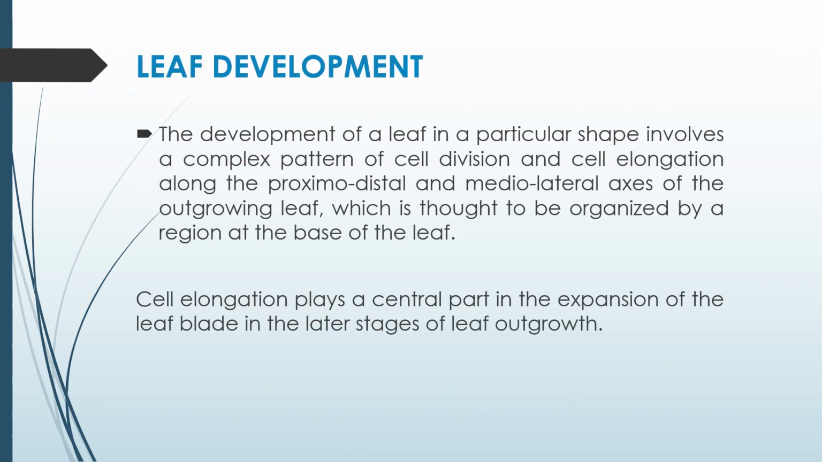For leaf development, the development of the leaf in a particular shape involves a complex pattern of cell division and cell elongation along the proximodistal and mediolateral axes of the outgrowing leaf, which is thought to be organized by a region at the base of the leaf. So cell elongation plays a central part in the expansion of the leaf blade and the latter stages of leaf outgrowth.